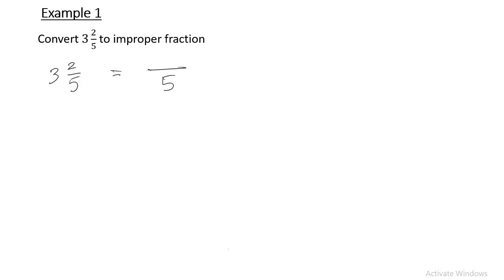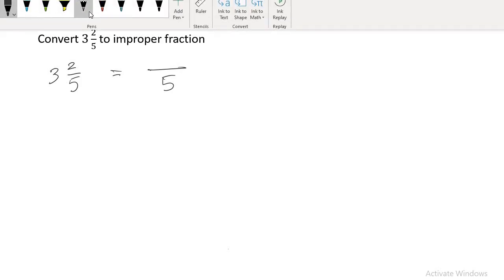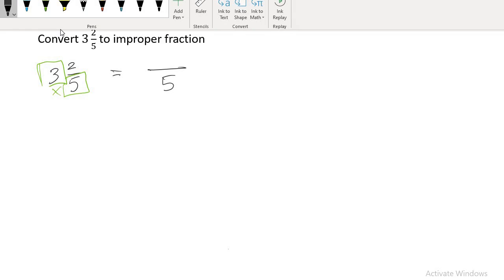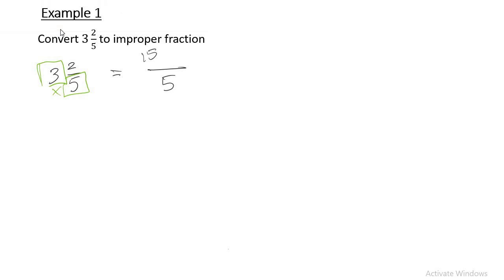The top number comes from this number. Take the bottom number and multiply it by the number in front. So 3 times 5 is 15, and then you add it to the number on the numerator. Okay, 15 plus 2. So this will be our improper fraction: 17 over 5. So 3 2/5 in improper fraction form would be 17 over 5.